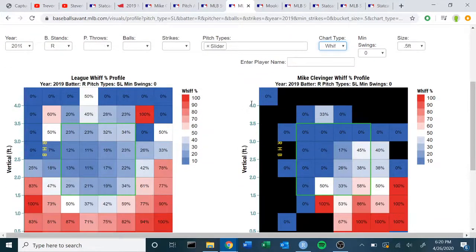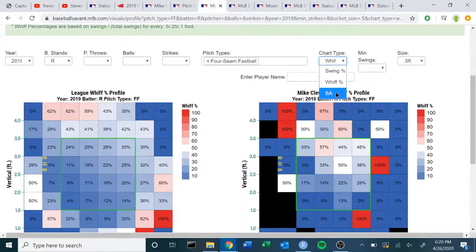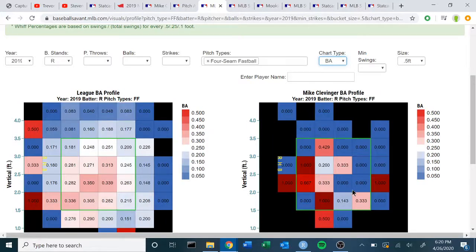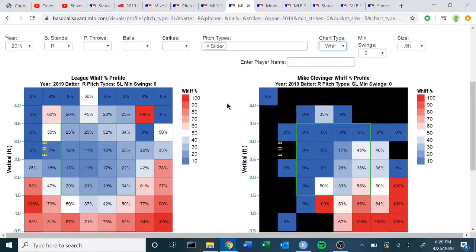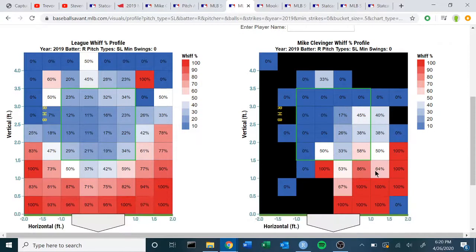And then with his slider, real quick, that was whiff rate. Let's also look at batting average. Mike Clevenger's fastball seems to get hit when it's on the inner half, not hit very well when it's on the outer half in the zone. So that's something that we will be looking at later on. Keep that in the back of your mind. In 2019 against righties with the slider, Mike Clevenger has great success with that pitch, down and away.